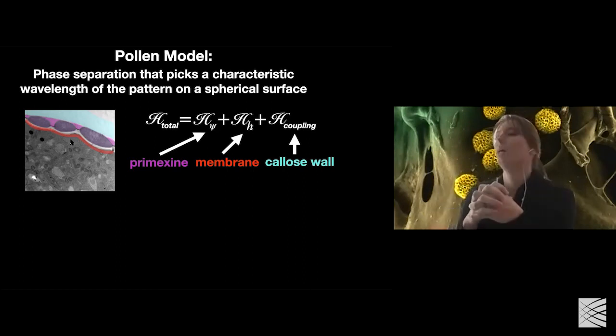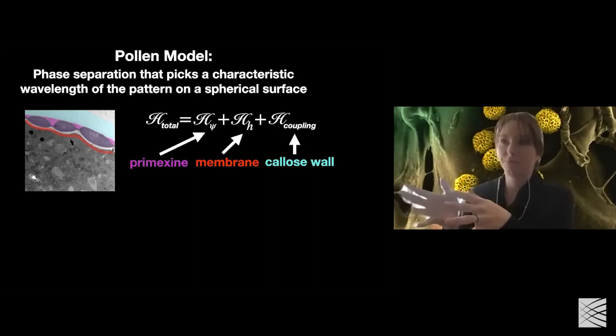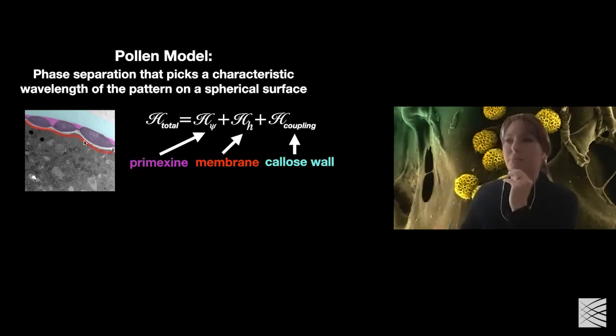And so you essentially need a second component of your system to be able to pull out that length scale or that wavelength that actually gives you a pattern. And in this particular system, that happens because there is a membrane that can bend and that you have a callus wall that actually couples your phase separation process to that membrane.